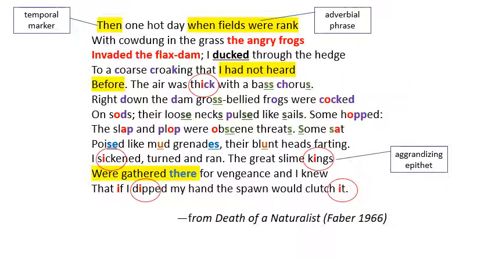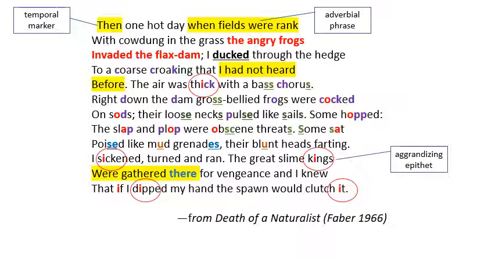And now Heaney signals a volta, a turn with the temporal marker then. Then one hot day when fields were rank with cow dung in the grass, the angry frogs invaded the flax-dam. It's quite dramatic. It's an invasion. It's a place that's rank and smelly with cow dung. And the frogs now are not exciting and innocent, they're angry. They're full of emotion, as if they're a threat, a danger.